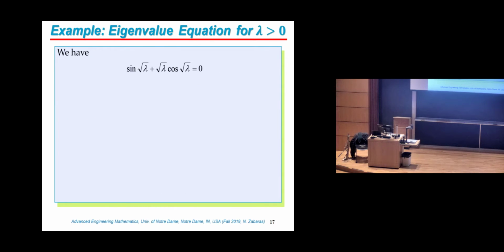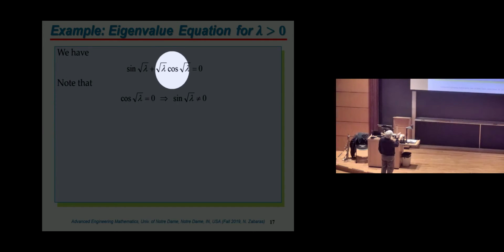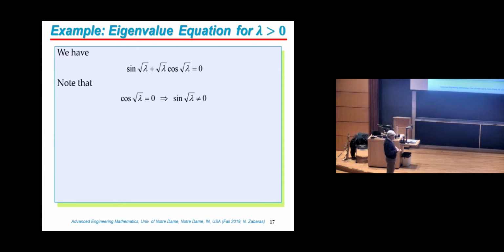Now, we just changed the boundary conditions a little bit, so now we don't get nice eigenvalues. The eigenvalues look very complicated, but nothing is complicated. By the way, notice that cosine of square root of lambda cannot be equal to 0, because if this is 0, then the sine of square root of lambda is also 0. You would have the sine and the cosine both equal to 0, which makes no sense, right?